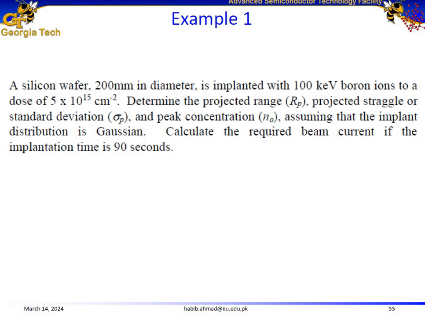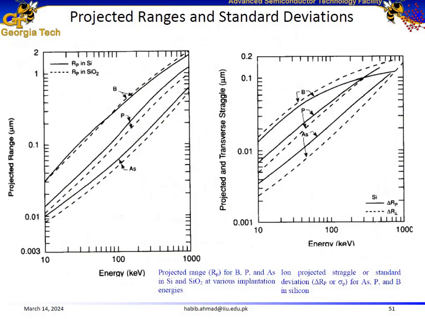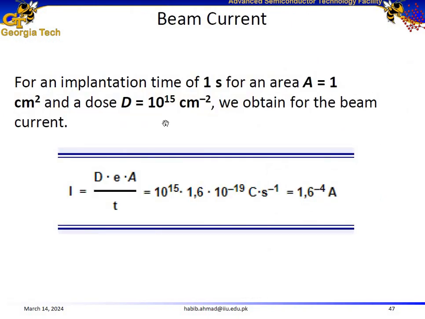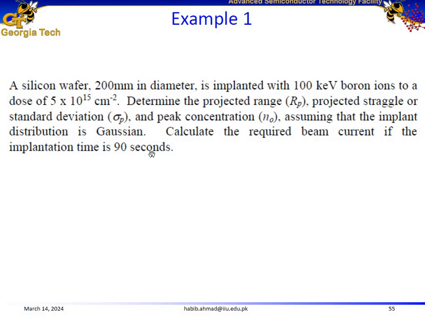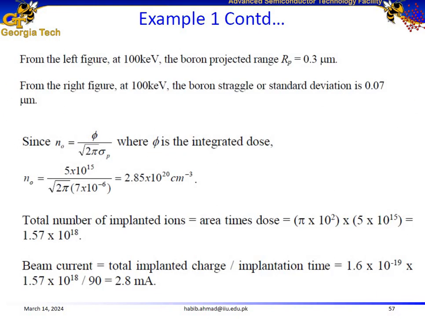In this example, we are also required to calculate the beam current for this amount of time. And I already showed you a really simple formula to calculate the beam current, given over here. In this example, the dose is given. We know the charge on an electron. The area can be calculated from the diameter of the wafer, divided by the time, which in the example is also given, which is 90 seconds. So put in all the values and the beam current comes out to be 2.8 milliamps.